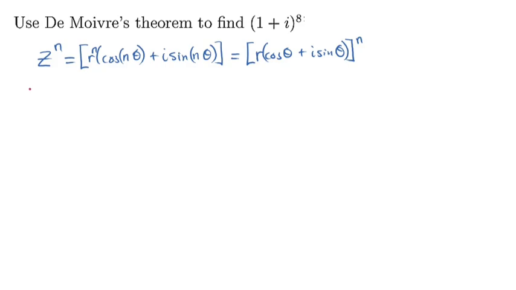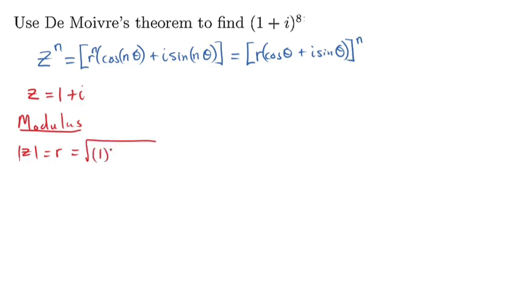So the complex number that we have is z = 1 + i. To find the modulus, we'll simply say the modulus of z, which is our r, is equal to the square root of 1 squared plus 1 squared, which gives us the square root of 2.